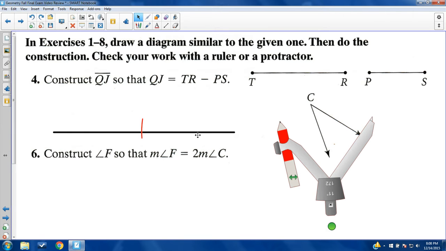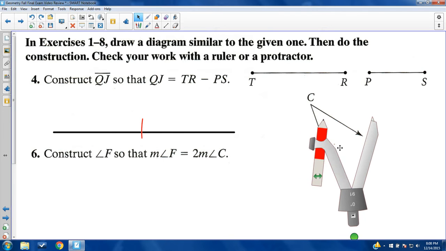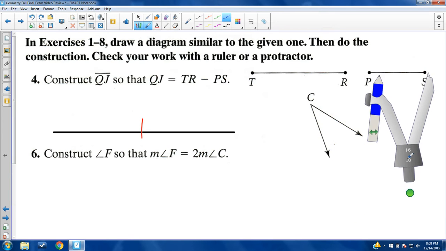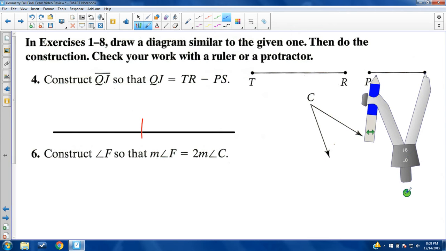I know that looks a little deceiving, right? Doesn't this look shorter? It looks shorter to me, probably because this gets a little longer here and there's a long segment, whatever. Anyway, TR minus PS. Now I'm going to subtract the length of one of these ends, it doesn't matter which one, from this length of PS here. So let's find the length of PS.